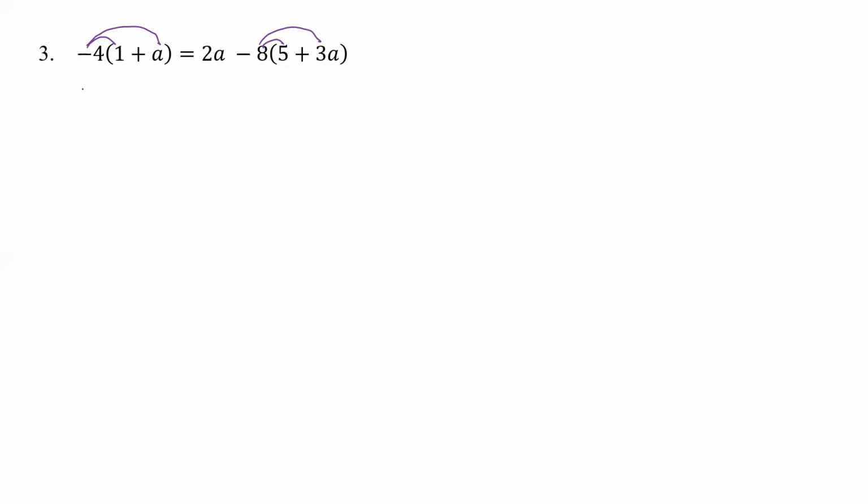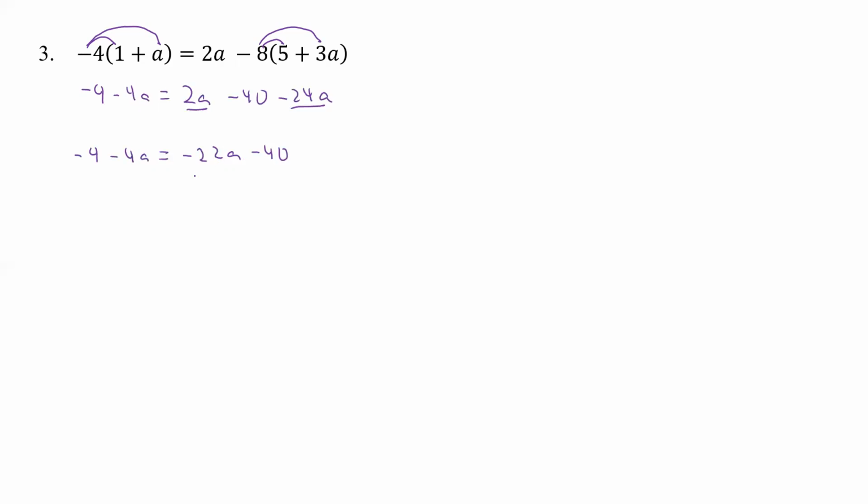So minus 4 times that is going to be a minus 4, and minus 4 times that is a minus 4a. That's equal to 2a. Now that's going to be a minus 40, and that's going to be a minus 24a. Okay. Here we can add those two together because those are like terms. And so we have a minus 4a equals, and if we put that first, that's going to be a minus 22a minus 40.